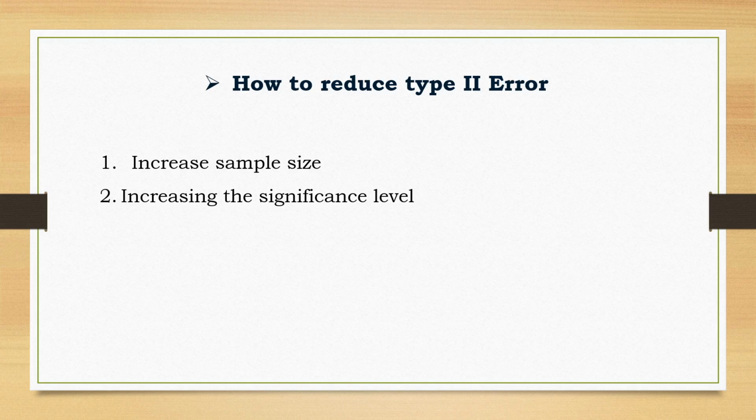How to reduce type 2 error? First of all, to reduce type 2 error, you have to increase the sample size. Increased sample size will provide more data, which increases the statistical power of the test to detect the real effect. Increasing the significance level also increases power but raises the chance of type 1 error, which is known as the trade-off.